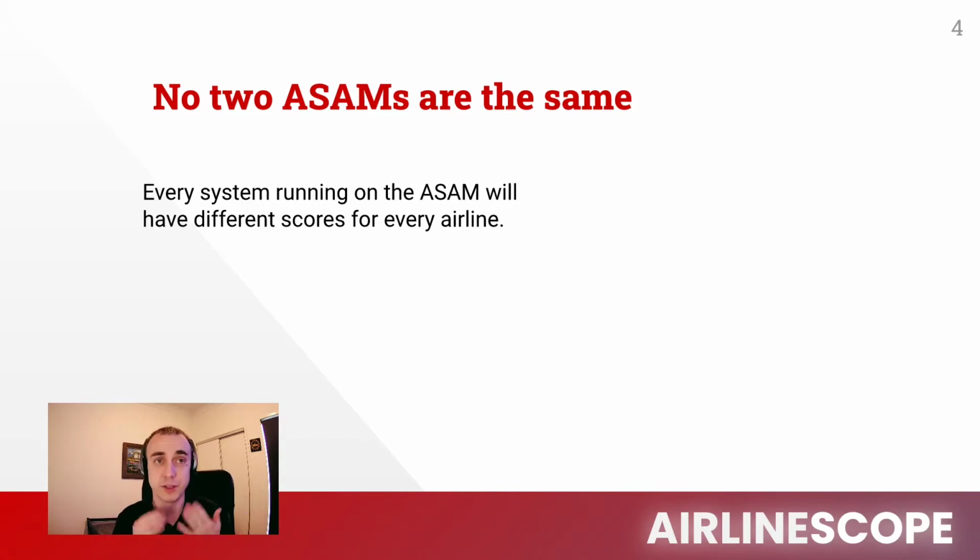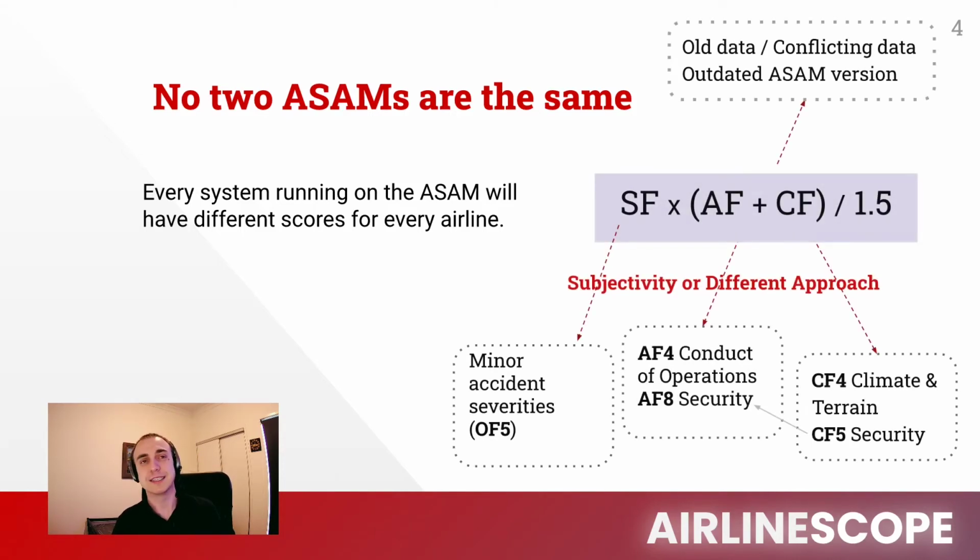Every single system, whether you use a third-party system or an internal system, will have different scores for every airline. Now, the mechanism is quite stringent and it is straightforward mathematics, but there are reasons why the scores are different. For starters, not everyone's using the same data. Depending on your data source, some are a little bit better than others. It will come into your assessments, trickle down, and cause scores to be different.